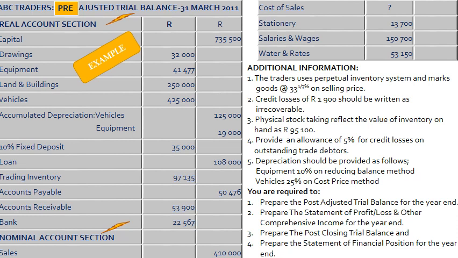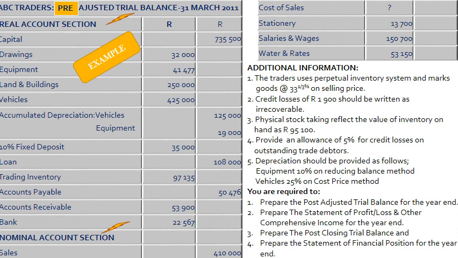Number 5, depreciation should be provided as follows. Equipment at 10% on reducing balance. Vehicle 25% on cost price. On the trial balance, we do not have the depreciation expense account. We will therefore have to bring it also into the books.